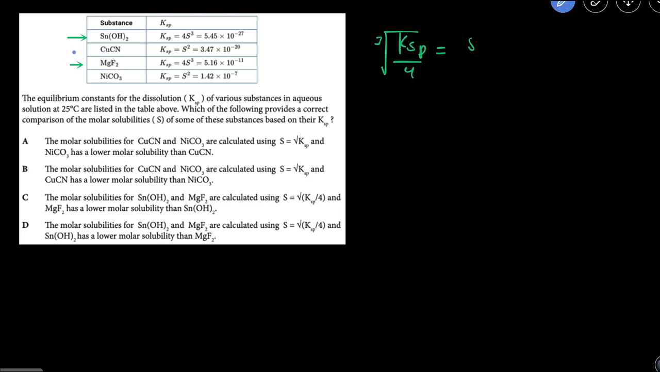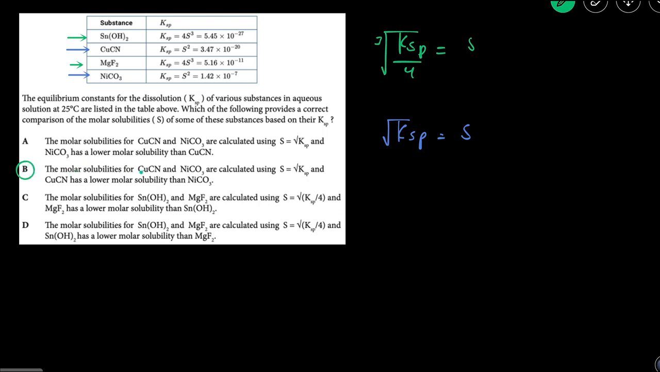And then the molar solubility of the other two, CuCN and NiCO3, well, that's just equal to S squared. So we know Ksp is equal to S squared, or molar solubility squared. So to solve for the molar solubility S, we just take the square root of both sides. So the square root of Ksp is just going to equal S. That means that the answer here is going to be B.